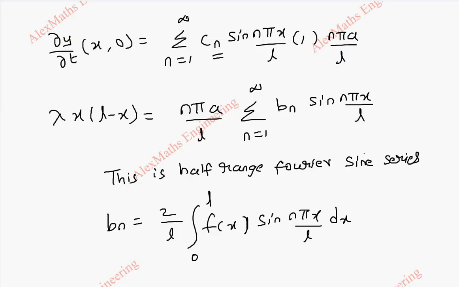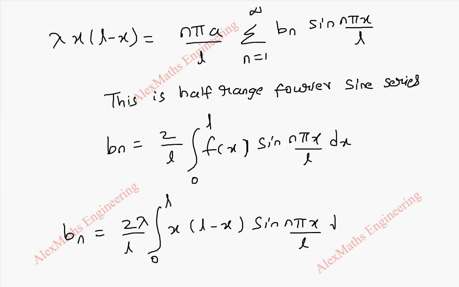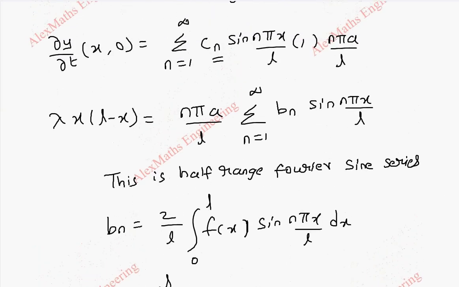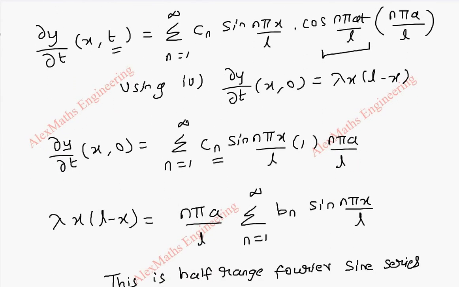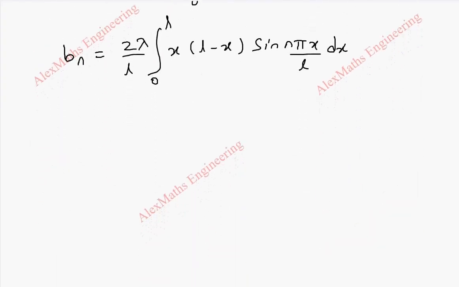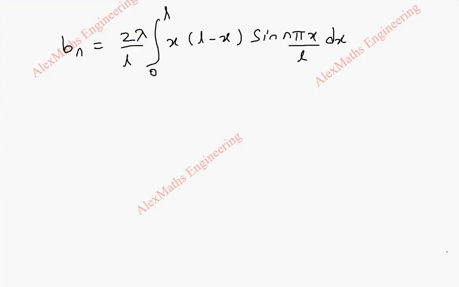So we are going to substitute f of x, that is Bn equal to 2 by L integral 0 to L, and lambda I can take it outside because it's a constant, x into L minus x into sin n pi x by L dx. So we have Bn like this. Now we are going to use Bernoulli's method to find its integration. We are going to take this as u and this as v.